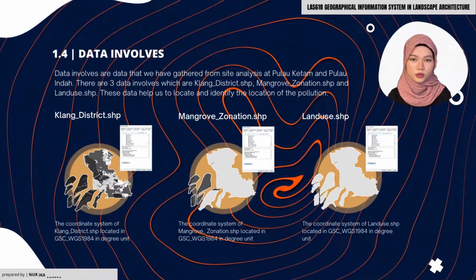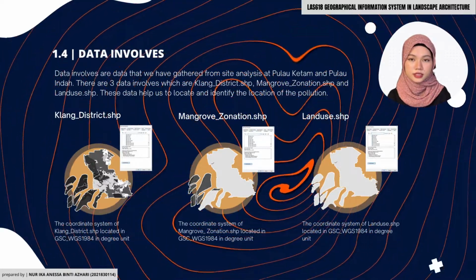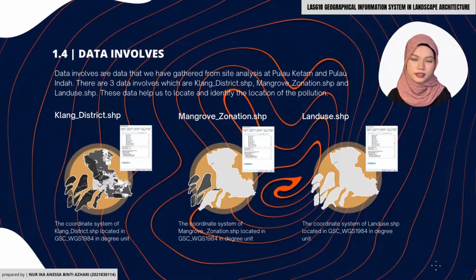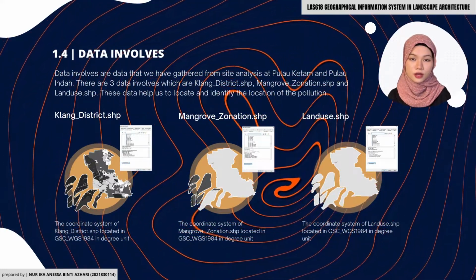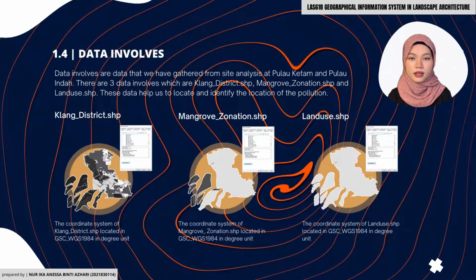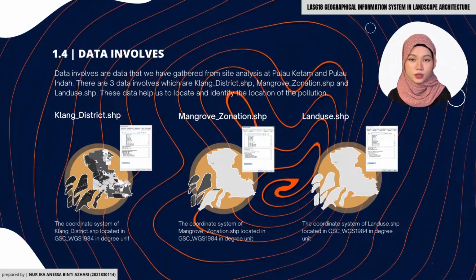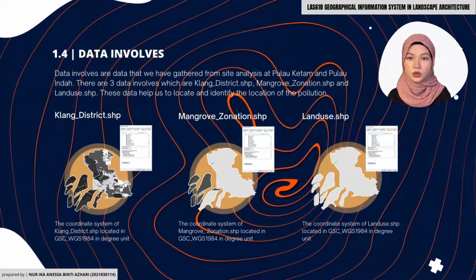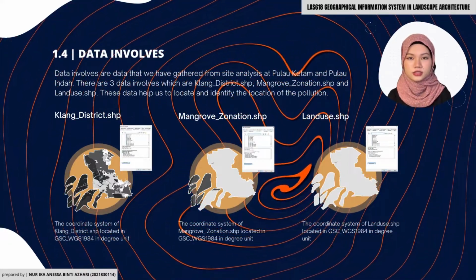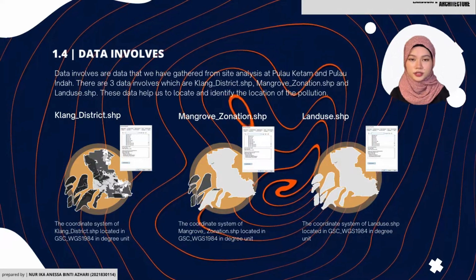The data involved are raw data that we have gathered in site analysis and converted into ArcGIS data. These data are located in Pulau Ketam and Pulau Indah, which involve the Klang district shapefile, mangrove zonation shapefile, and land use shapefile. These data will help us to identify and locate the pollution in the area. All the data used have the same coordinate system in degree units.